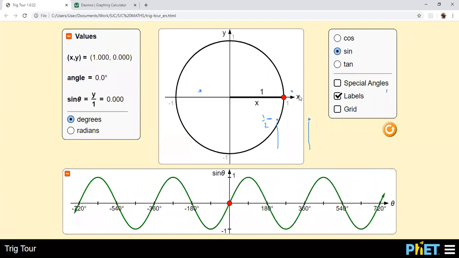Let me switch to the sine graph. There I am. Now, I'm currently here. We're gonna move first, okay? And we want a value of half, 1/2, okay? Let's see if we can get that.